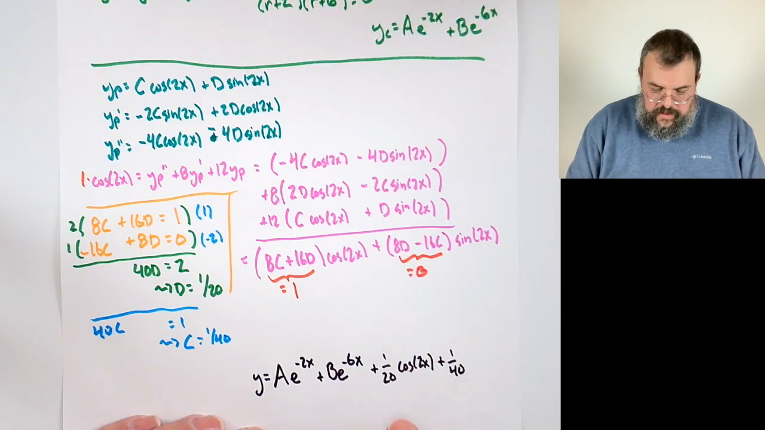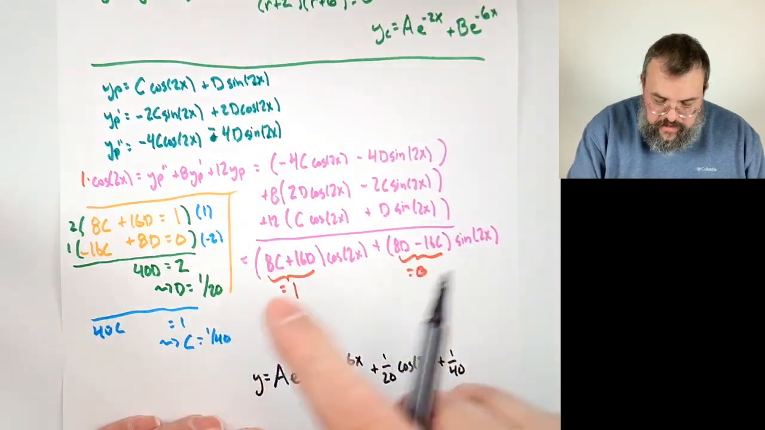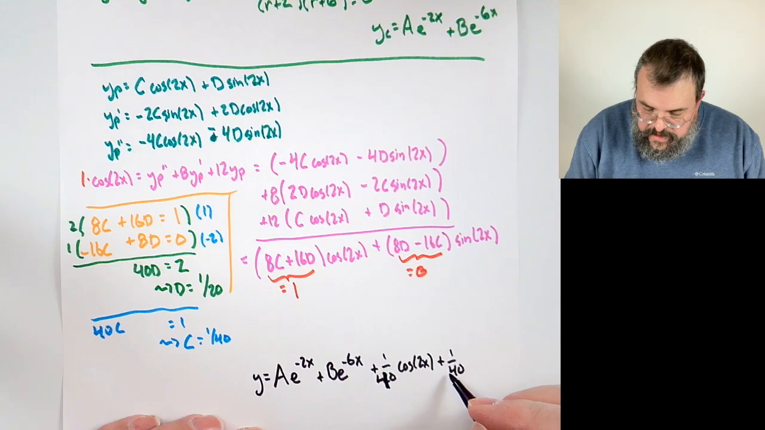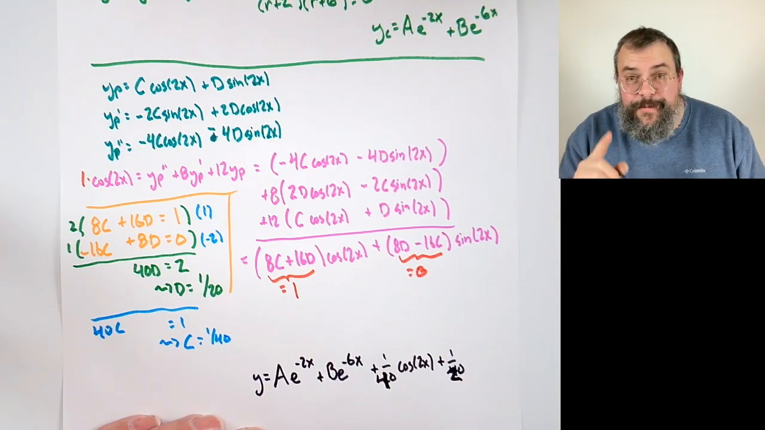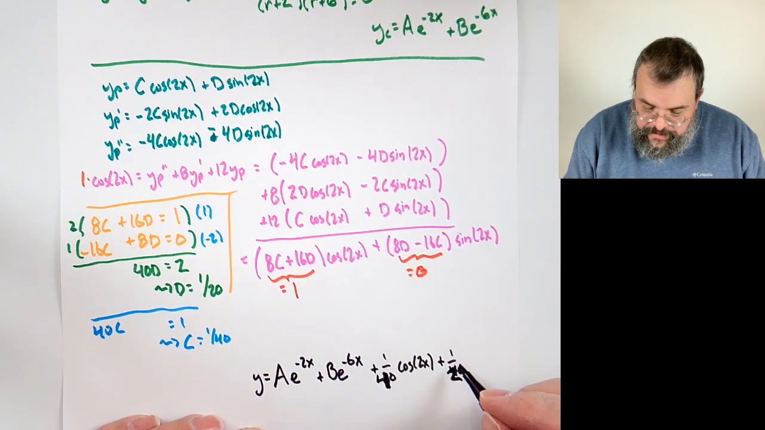Oh, wait, whoops. Did I mix these up? See, d should be 1 over 20. C should be 1 over 40. So yeah, this should be 1 over 40 and 1 over 20. Yes, transcription errors. Some of the most common errors. And you never grow out of those.